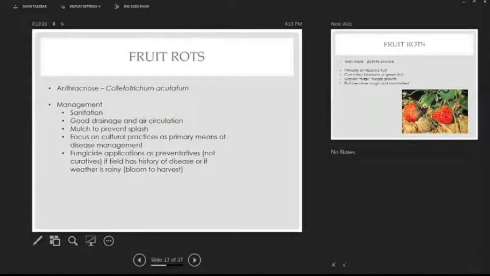Remember, with this and with all of our fungicides, they are not curative. So we're always going to apply our fungicides before infection. We're using fungicides to protect our crop. We're not using fungicides to cure. So once a fruit is infected, you've lost that fruit. You're not going to cure it with fungicides.